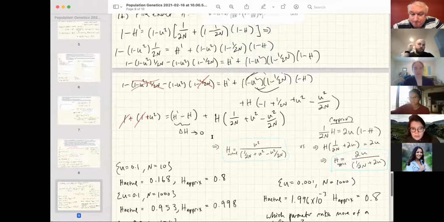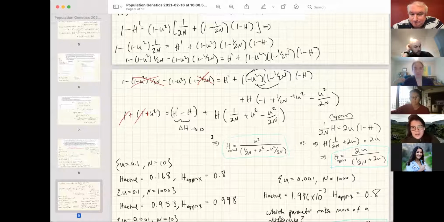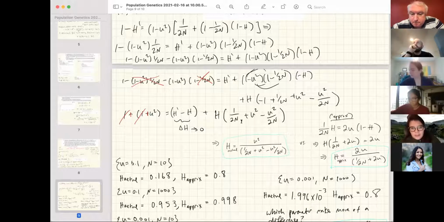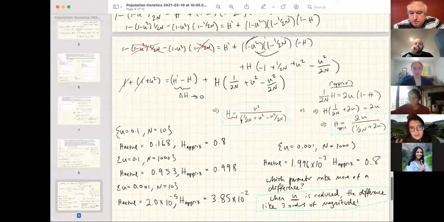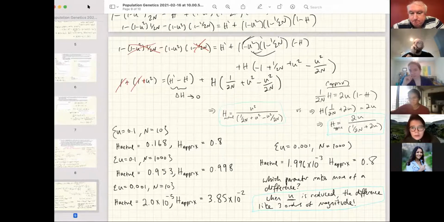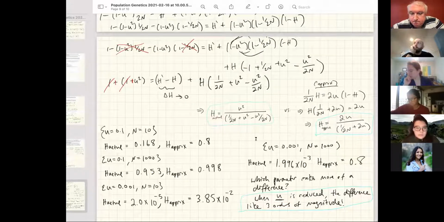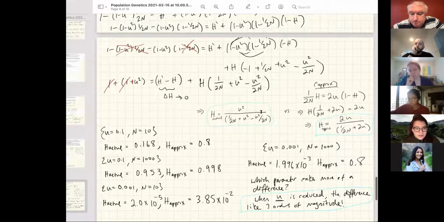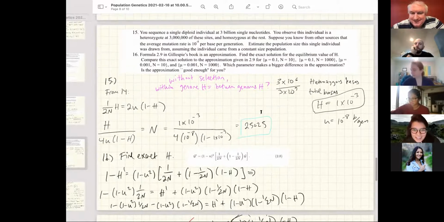Mm-hmm. And then, yeah, sorry, I don't know if that's confusing because I went over that really fast, but you basically just multiply it all out, and then you look for this factor and set it equal to 0, and then you solve for H, and this is the actual H value, as opposed to the approximation they gave you earlier, which is here.